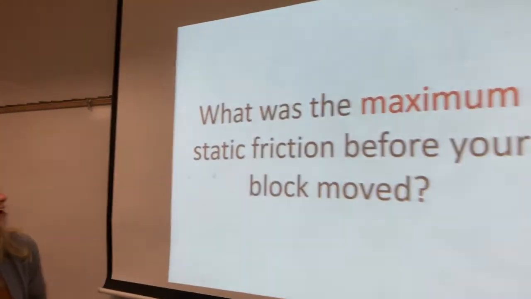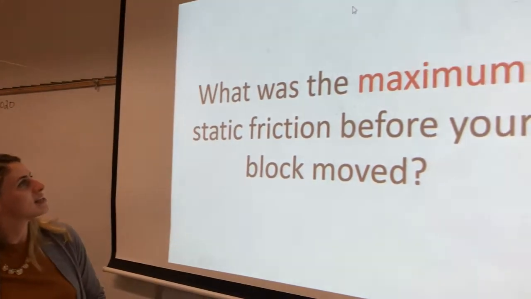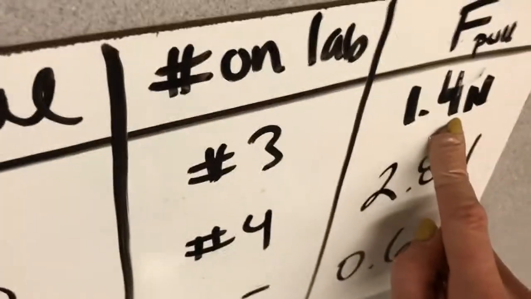What was the maximum static friction before your block moved? Well, just the block, it was negative 1.4 newtons.